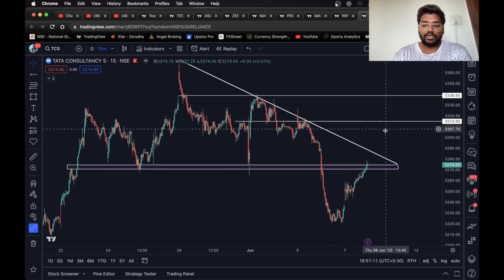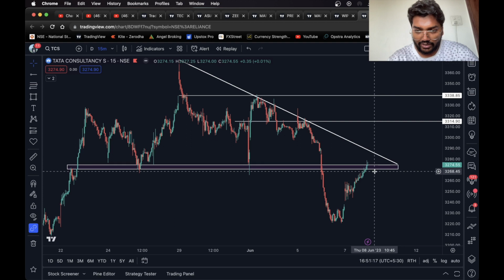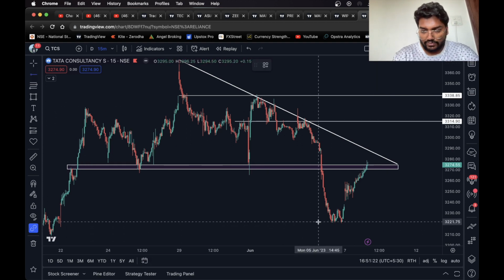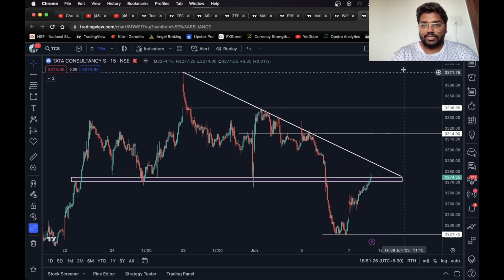So this too can be your target. Just in case the stock takes resistance from here and sustains below this horizontal level, again a short entry can be taken, and you can consider this level as your short target. Okay, so this is it for TCS, guys.